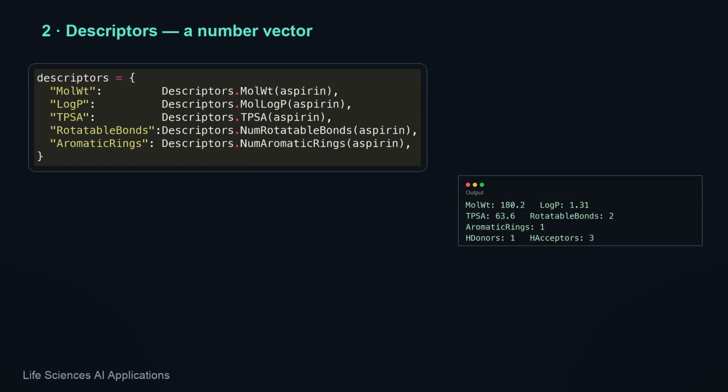Second, descriptors. A descriptor is just a number computed from the structure, and if you stack several together, a molecule becomes a vector. Here's aspirin as several numbers: molecular weight, log P, polar surface area, rotatable bonds, aromatic rings, and hydrogen bond counts. That vector is exactly what a machine learning model needs as input, which is where we're headed in episode 6.